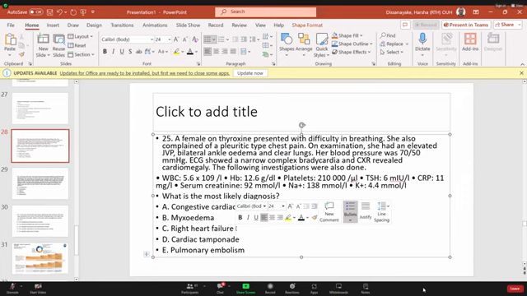Right heart failure. Difficulty in breathing can happen because of underperfusion of the lungs and therefore decreased oxygenation. Pleuritic chest pain, increased JVP, ankle swelling, clear lungs, they are all fine. Low blood pressure, would the right heart failure cause that? Yes or no?